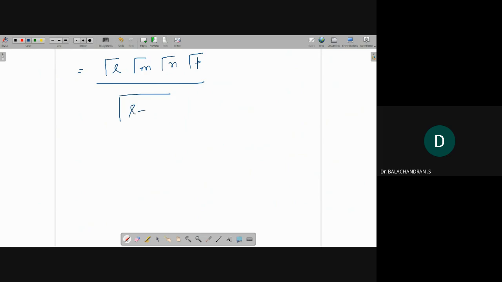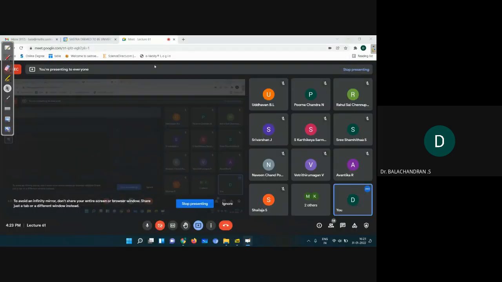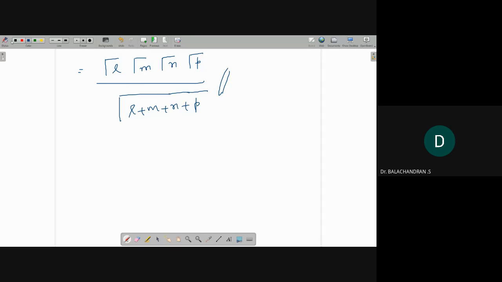Gamma of L plus M plus N plus P. So this is the final answer. Okay.